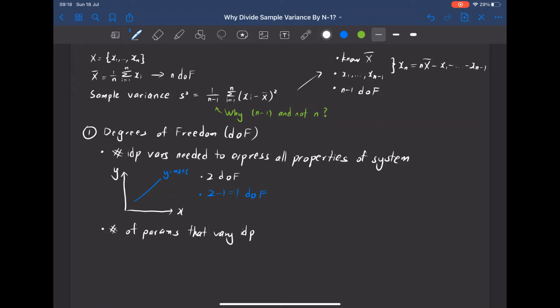Of course, there is a more rigorous way to prove why we divide by n-1, and it's because the sample variance will give us an unbiased estimate of the population variance, but this is just to give some intuitions about the whole thing.